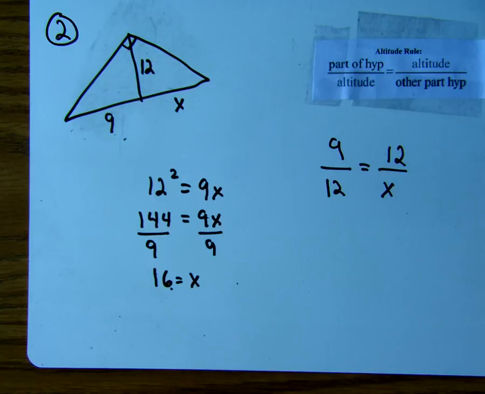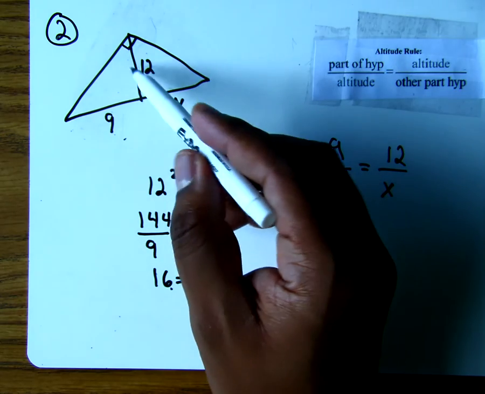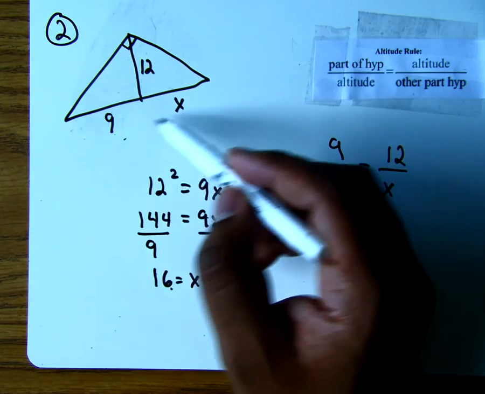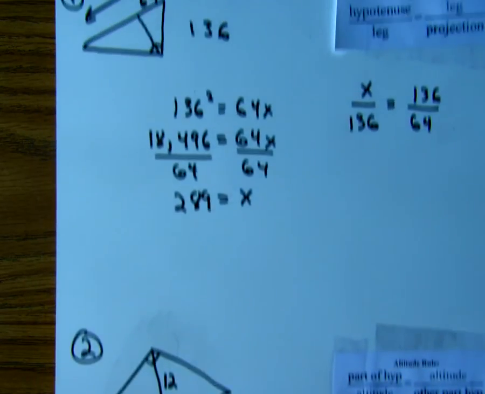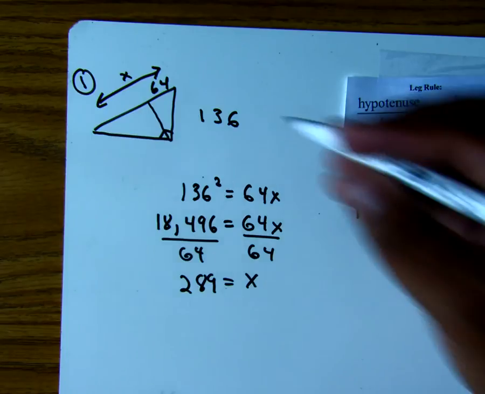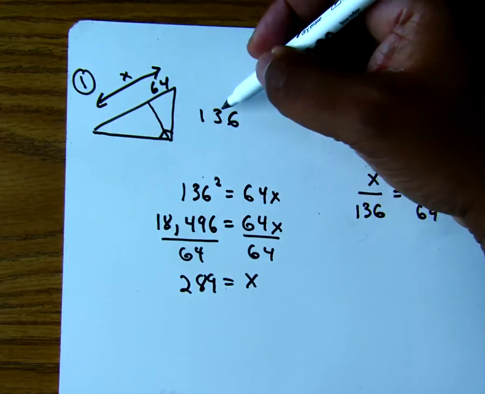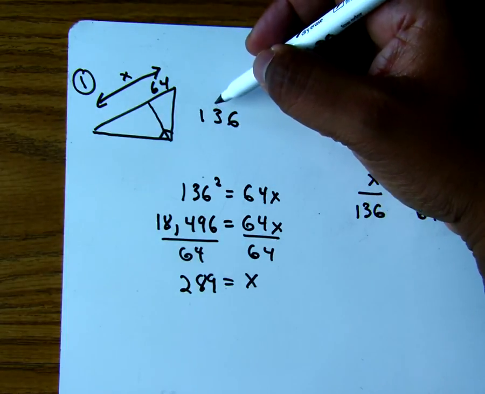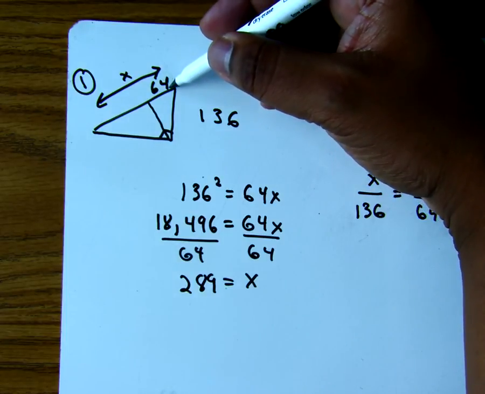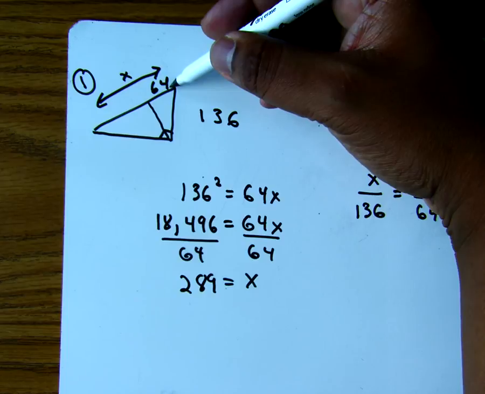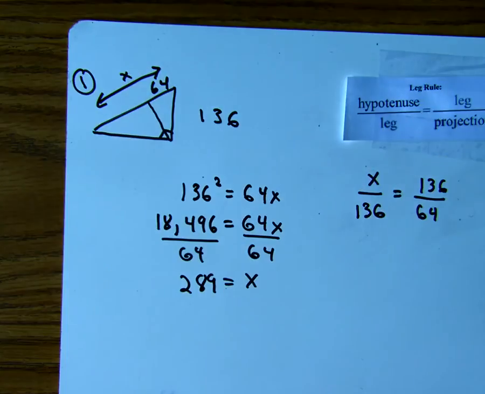So again, that's the altitude rule. And if you forget this, keep in mind that with the altitude rule, you'll come down the middle and square this part, set it equal to these two. And with the leg rule, you're going to square the top part of the triangle, 136 here, and set it equal to this side, or the projection up from the leg, times the whole hypotenuse.